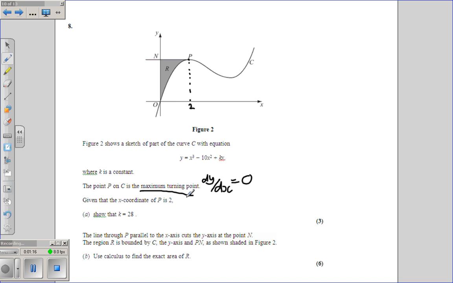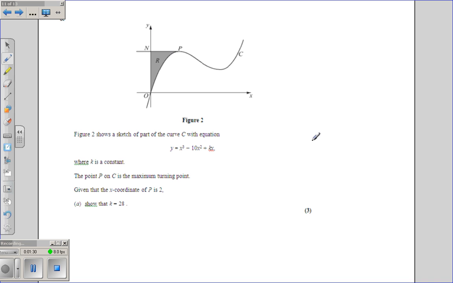So maximum turning point. So turning point, dy by dx equals 0. So you know what y is. Even though k is involved, you can still find dy by dx. So on the next part, just so we've got a bit more room, this is all to do with part A. So dy by dx, and that'll get us some marks. Dy by dx will be 3x squared minus 20x plus, if it's kx, if it was 5x, it would differentiate to 5. If it was 10x, it would differentiate to 10. So kx differentiates to k. So we've got 3x squared minus 20x plus k.